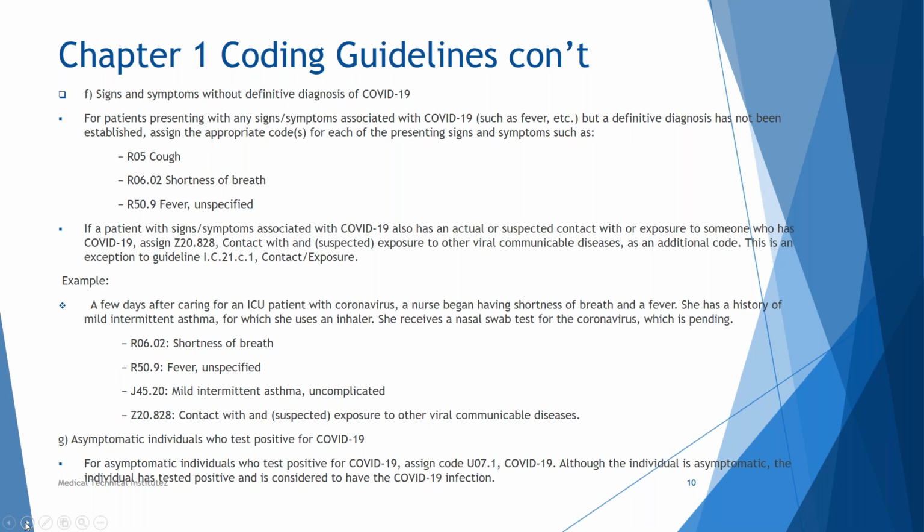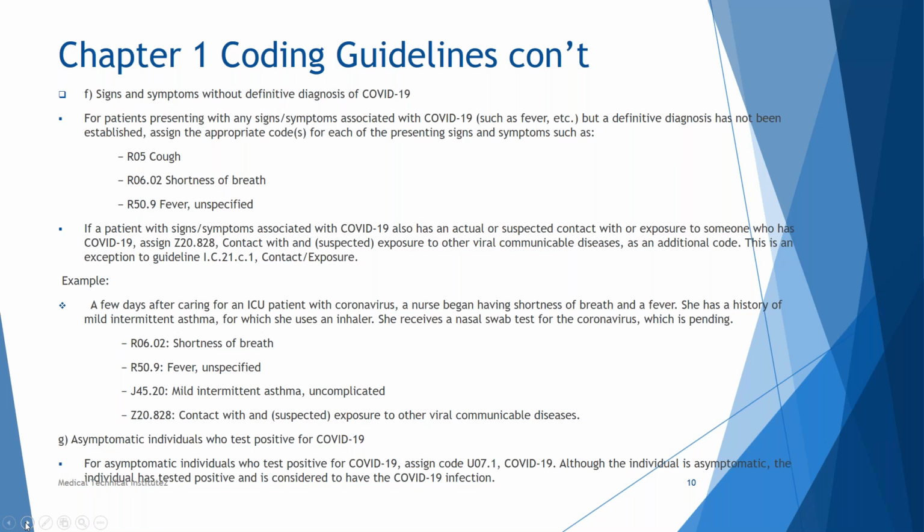So a few days after caring for an ICU patient with coronavirus, a nurse began having shortness of breath and a fever. She has a history of mild intermittent asthma for which she uses an inhaler, and she receives a nasal swab test for the coronavirus, which is pending. So knowing that it's pending at this particular point, we don't have a definitive diagnosis. We're going to code the signs or symptoms, which is her shortness of breath and the fever.